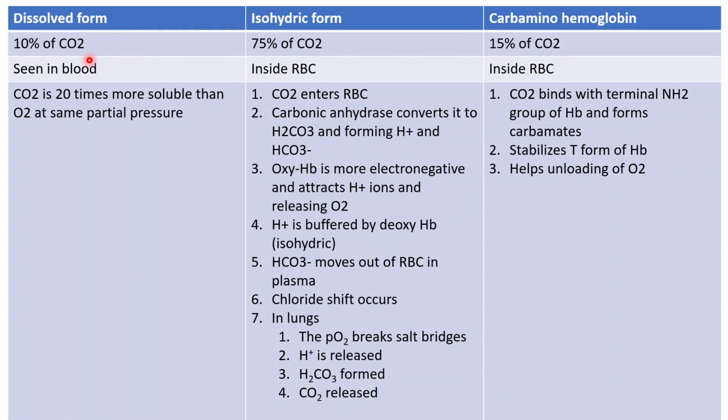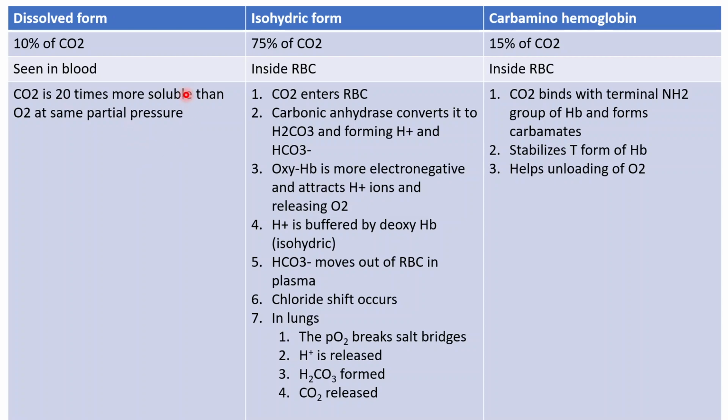Now the dissolved form of carbon dioxide is seen in the blood. Carbon dioxide is roughly 20 times more soluble as compared to oxygen. So the carbon dioxide is just dissolved in blood, and that is how it is transported, at the same partial pressure as that of the oxygen.